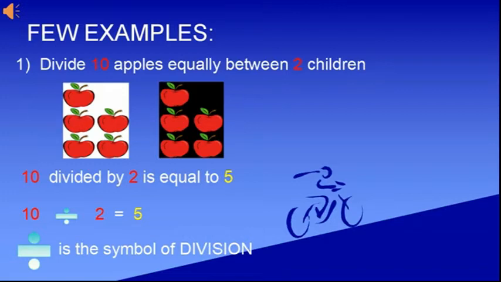Now let us see few examples of division. In the first example, we have to divide 10 apples equally between two children. How many apples will each child get? Let's give equal amount of apples to two children. So we say 10 divided by 2 is 5. We write it as 10, put the symbol of division, then 2 equal to 5. So each child will get 5 apples.